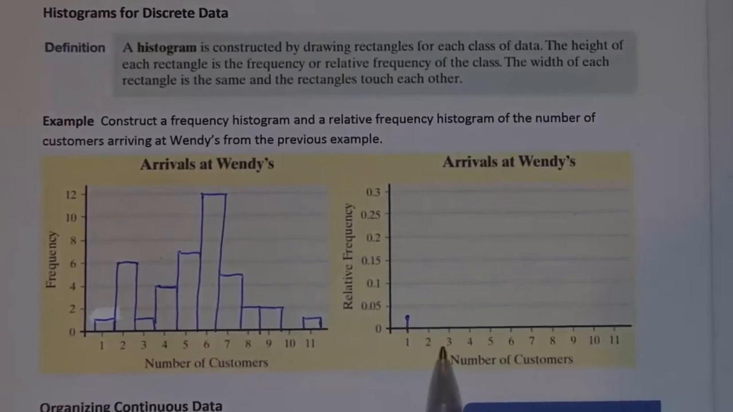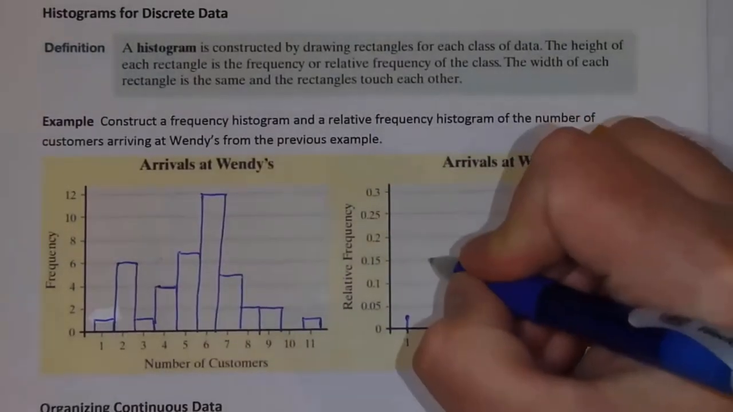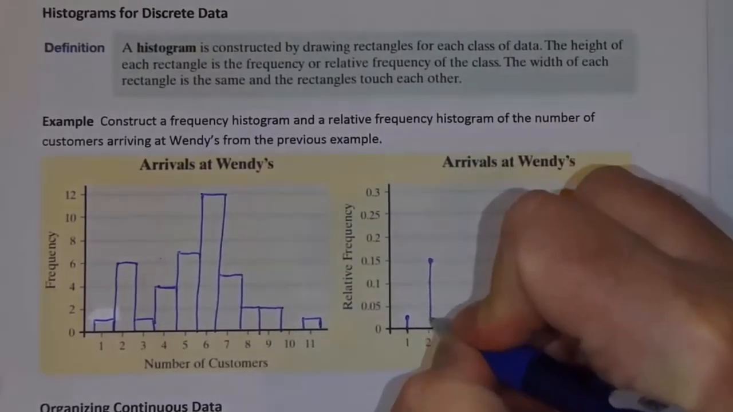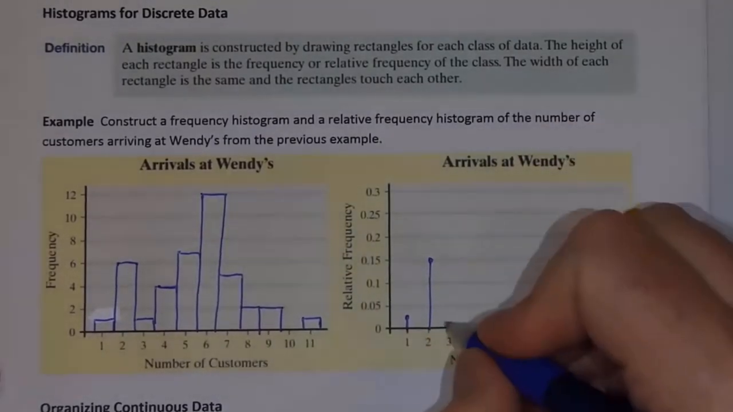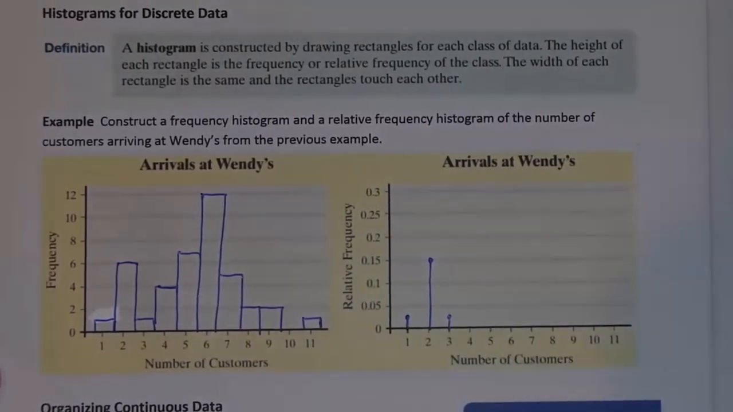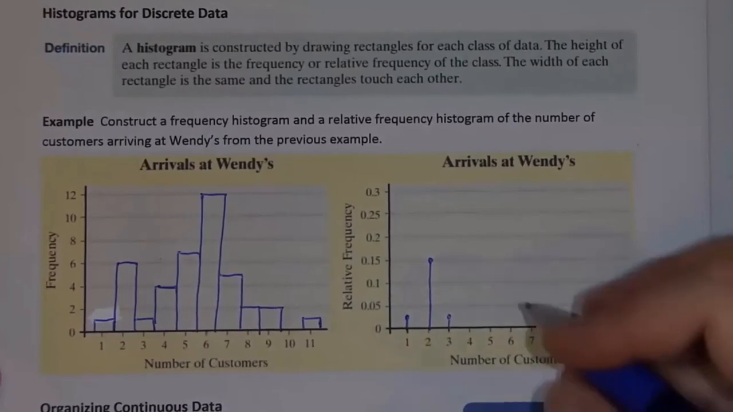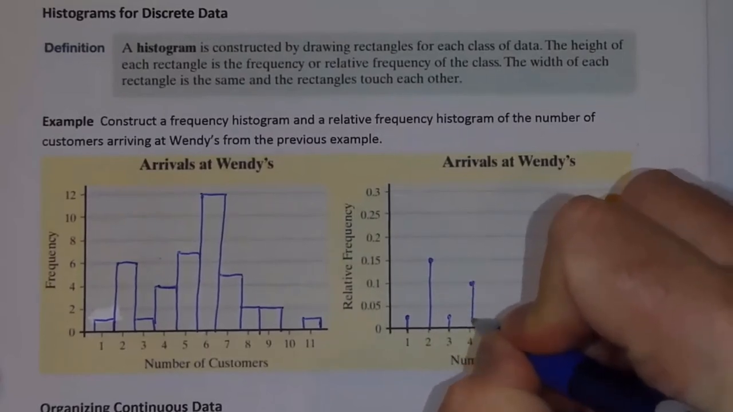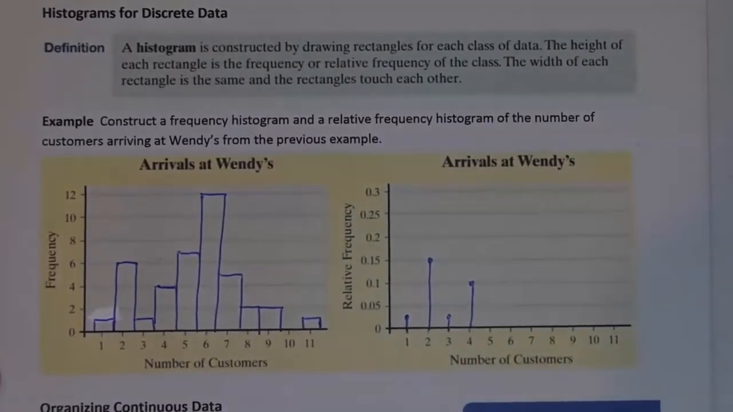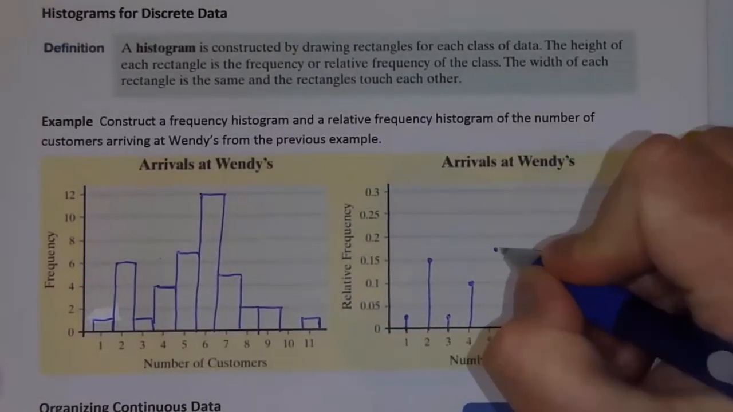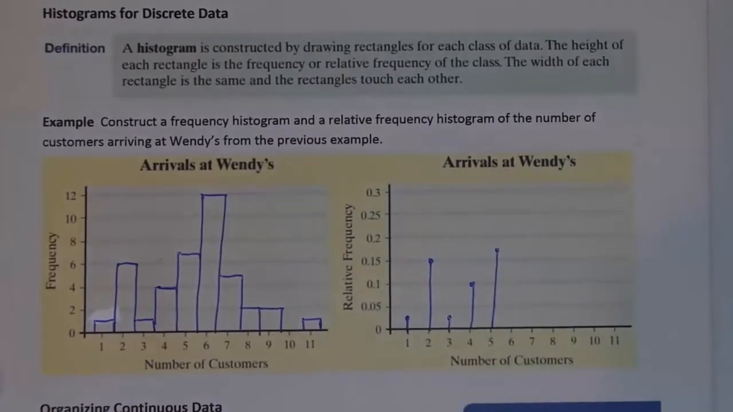Now the relative frequency for 2 was 0.150 or 0.15. So that's up to here. Again, I could do the same kind of thing, just put a dot and draw a vertical line. The relative frequency for 3 was 0.025, so a dot and vertical line. The relative frequency for 4 was 0.1, so there and my vertical line. For 5, the relative frequency was 0.175, so here, and draw my vertical line.